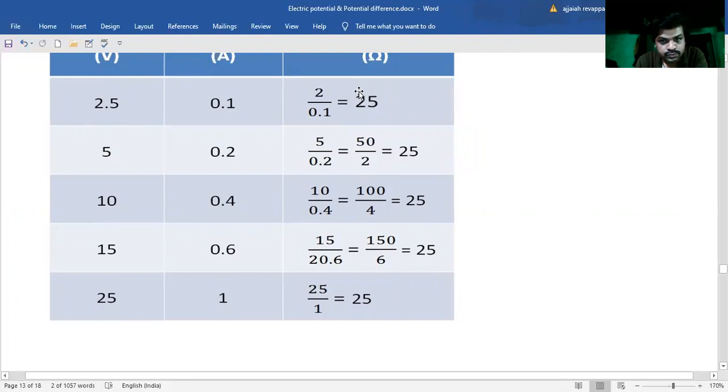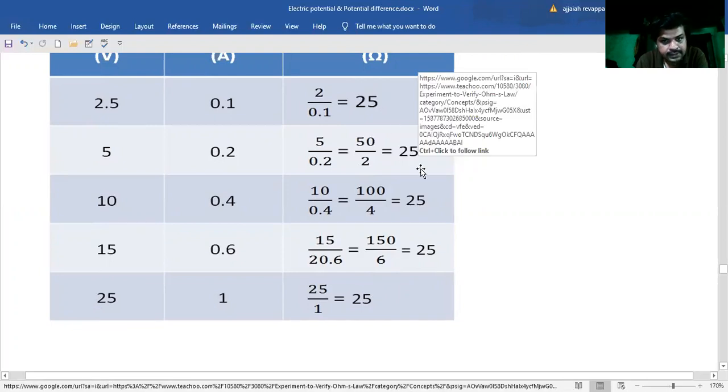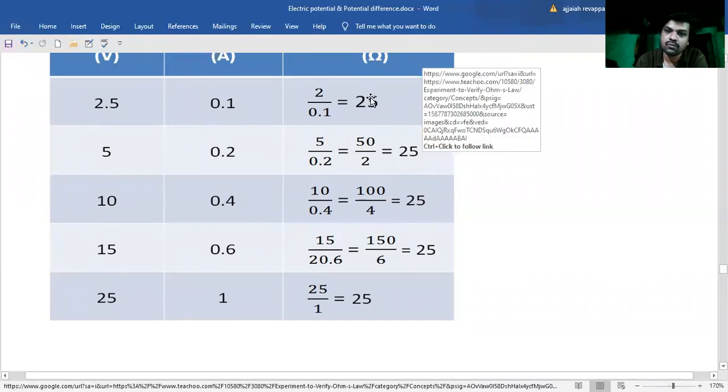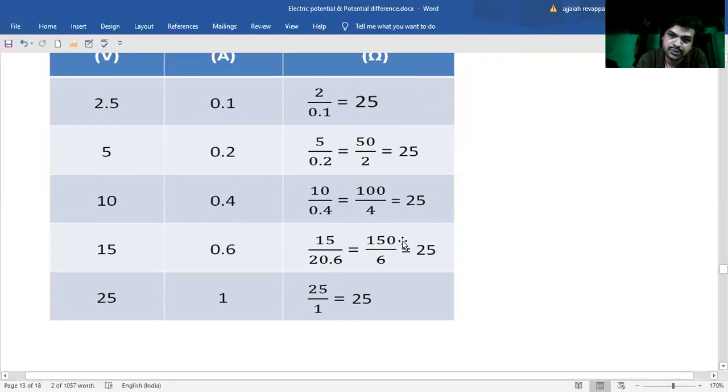If you are getting different values in the ratio, that means your experiment went wrong somewhere. Your experiment is not correct. So you should get the same ratio. Fine. What does this same ratio indicate? What is the message it gives?